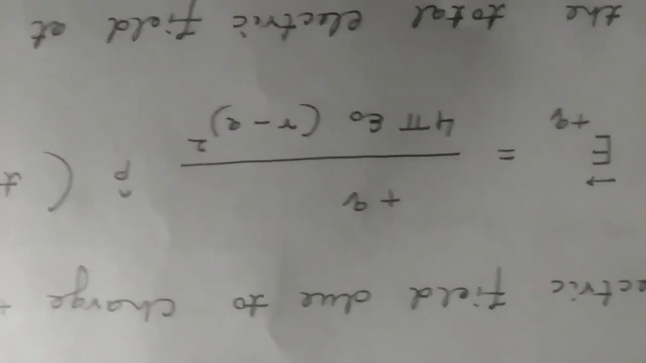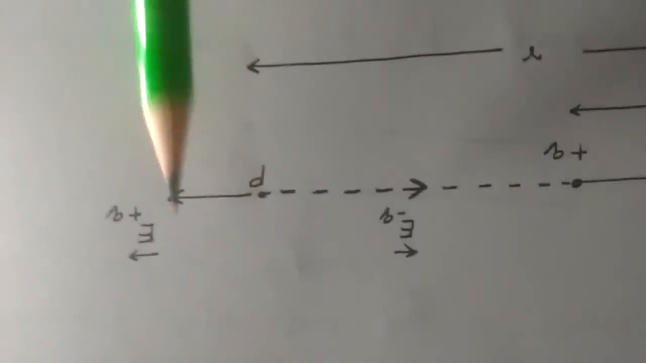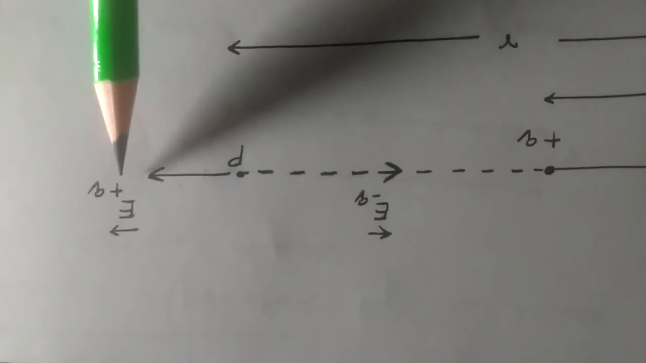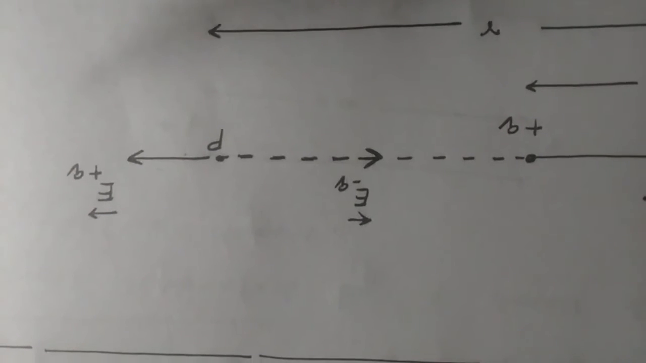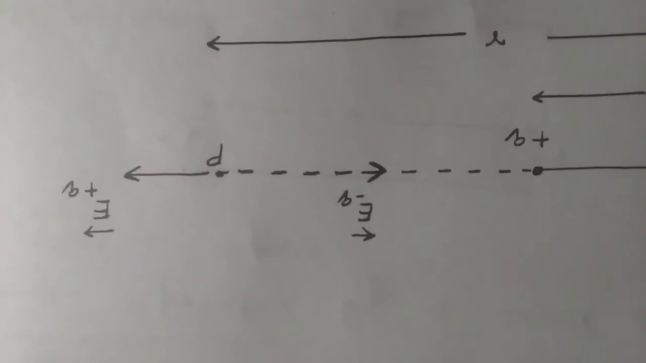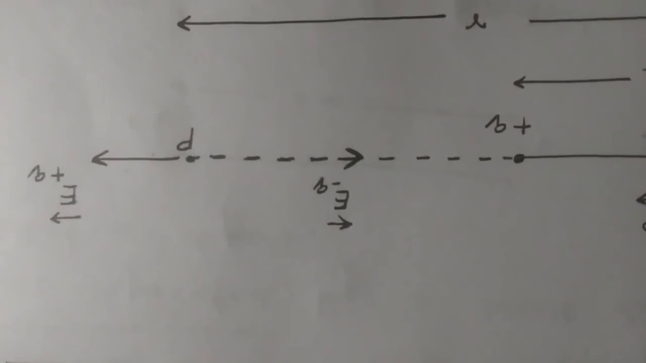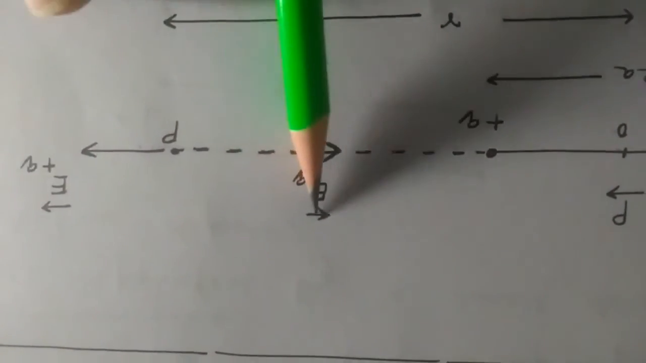And direction towards right. Just see the diagram. Because electric field lines due to positive charge start from the charge and end at infinity. So that is why the direction is towards right, outside. Negative charge toward left, inside.